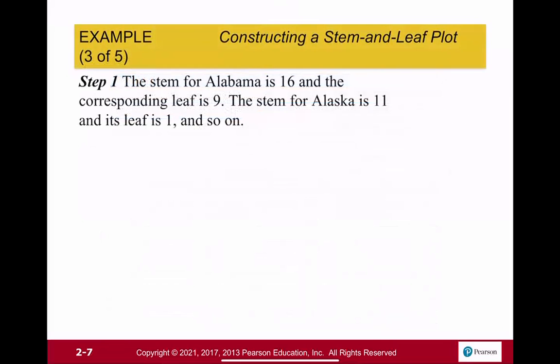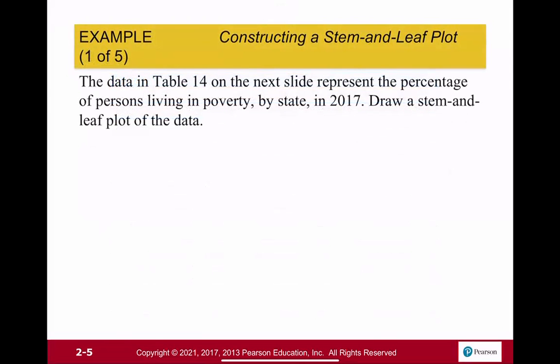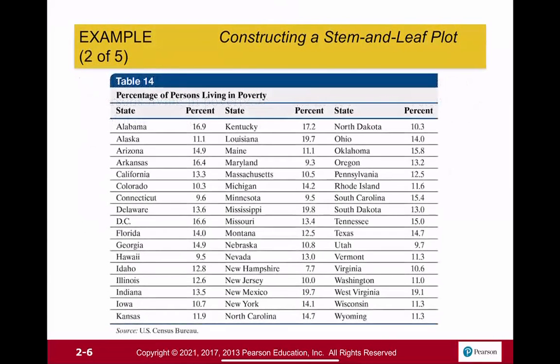The data in the table on the next slide represents the percentage of persons living in poverty by state in 2017. Draw a stem and leaf plot of the data. Looking at this data, it would be more realistic to use the decimal as a leaf. The only thing we would have to do is show the scale.